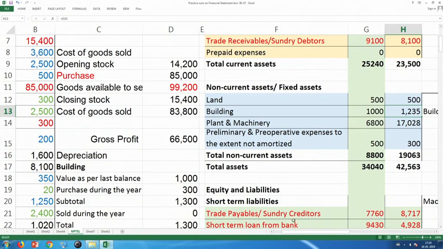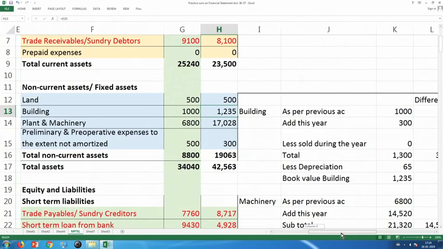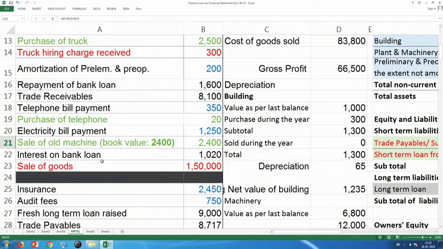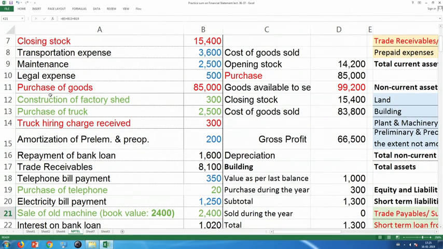Now, let us see plant and machinery, how this is done. See, as per previous year account is 6800, that came from the balance sheet here, that is at row 14, column G. So, 6800 is the previous year's balance, it comes directly here. Then add this year, whatever you have added. There will be a separate fixed asset ledger, and purchases and sales will be mentioned separately. In our sum we have mentioned these items separately, and it is always better to mention them separately.